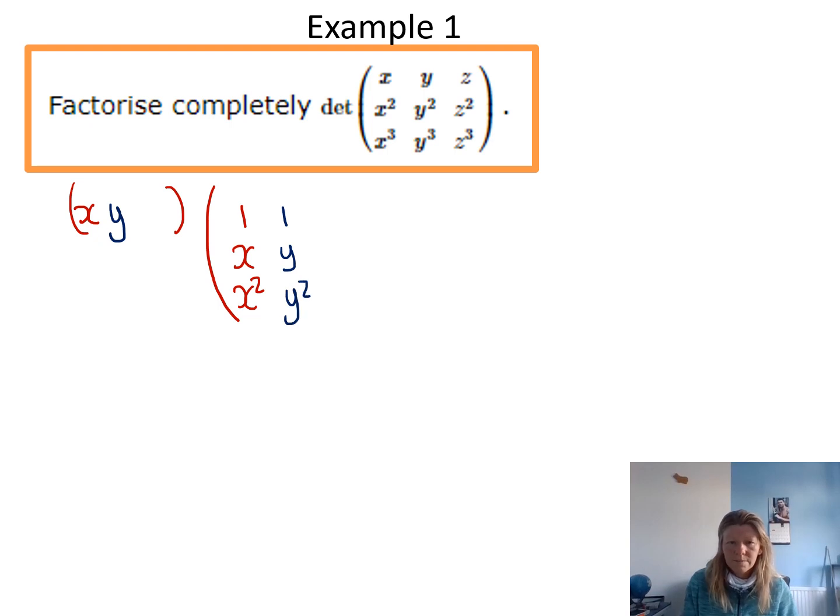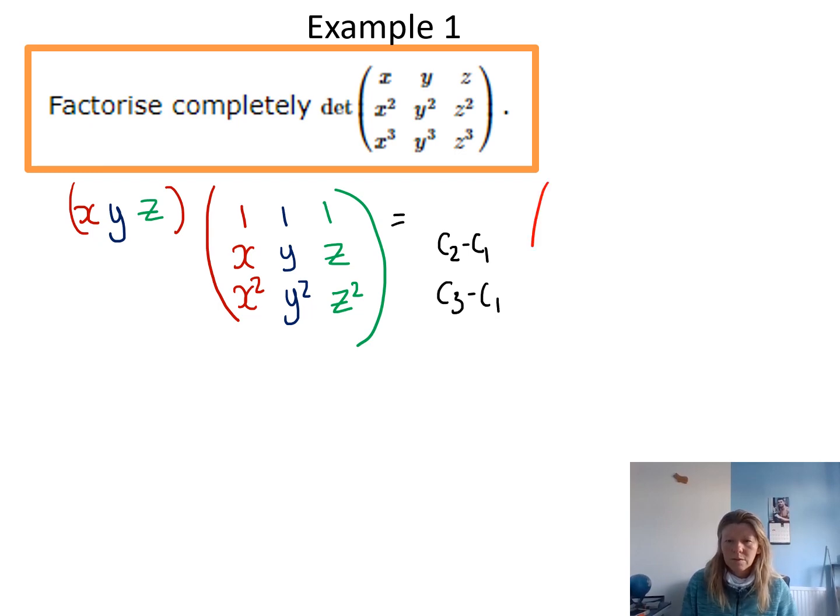And z out of the last column. It says factorise completely. So ideally we want the triangular matrix. So what we could do here, we could do column 2 take column 1 and column 3 take column 1.